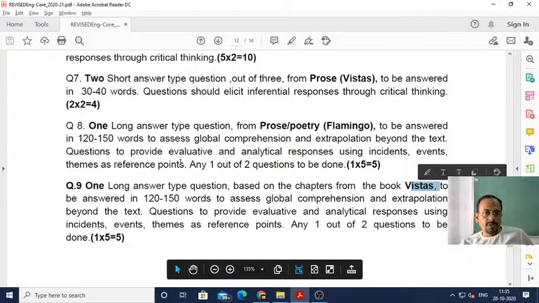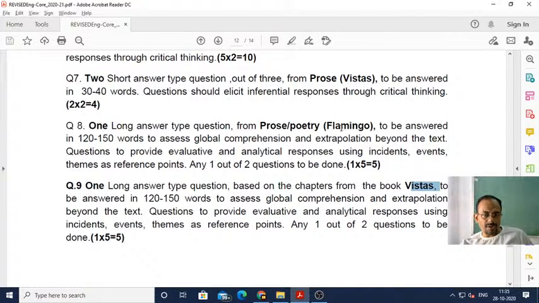So there will be 2 long questions given from Flamingo. It could be from prose also, poetry also. And you've got to answer in 120 to 150 words. Questions to provide evaluative and analytical responses using incidents, events, themes, reference points.